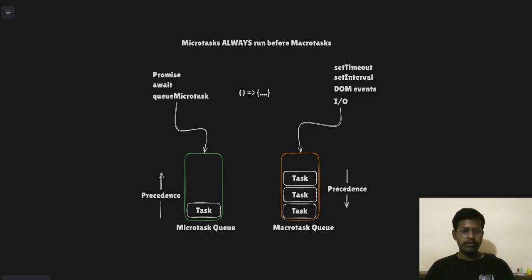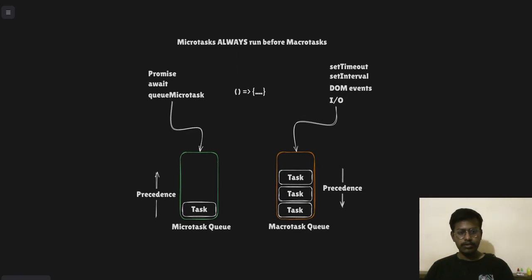So if your code runs and there is a task, one of these tasks are inside the microtask queue. This will run first, and after that, only these will run. So this is a higher precedence, and this is just a normal callback. This is not an asynchronous task, so this will block the code there, and this will execute first.